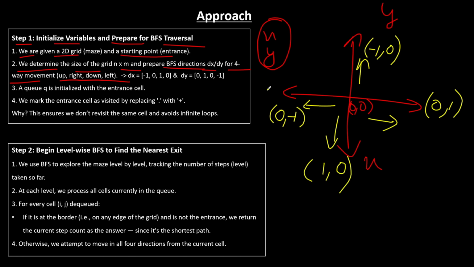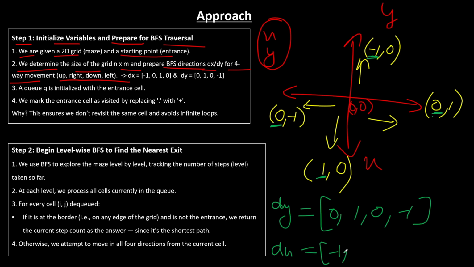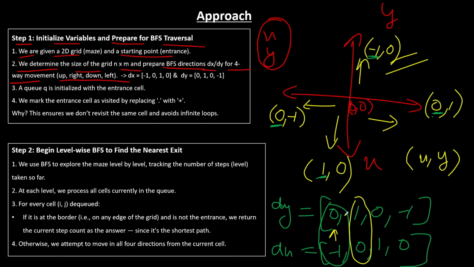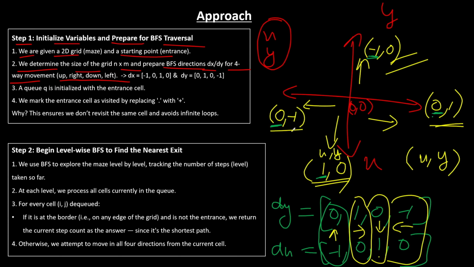Correct? Now, from here, dy becomes 0, 1, 0, minus 1. And dx will become minus 1, 0, 1, and 0. So this value represents up, because it is x comma y. This one represents right, which is 0 comma 1. This value represents down, which is 1 comma 0. This value represents left, which is 0 comma minus 1. Correct. This makes it easier for us to loop and move in all four directions.